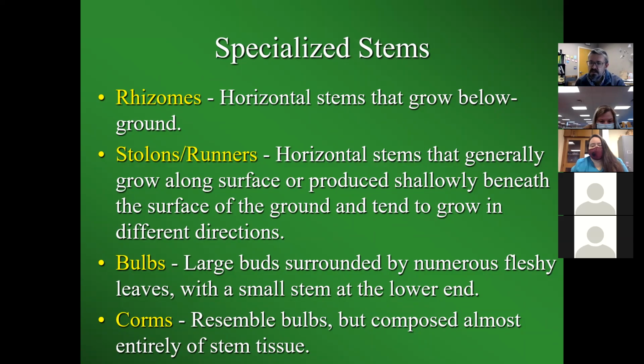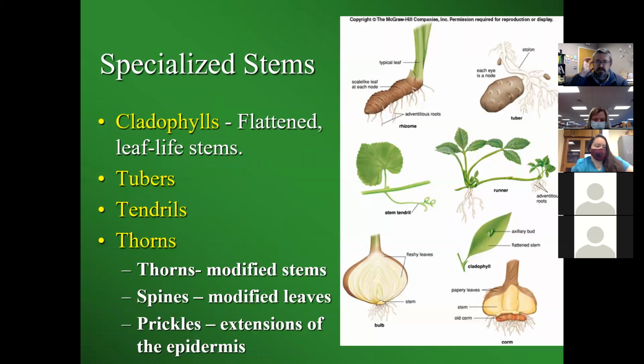Bulbs and corms are also specialized stems. If you buy bulbs or corms to plant, they look like bulbs, but corms are mostly stem tissue, where bulbs are a stem with leaves. Think about an onion as a bulb. Corms would be, if you've ever grown gladiolus plants, those are corms. They're really hard a lot of times.